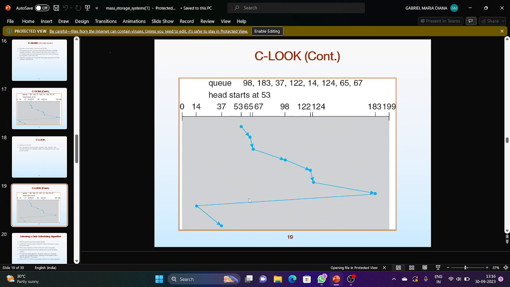It doesn't go to the starting state, but from 183 it directly serves the 14th process, whichever is the minimum one. So from 183 it serves the minimum request, which is the process with the minimum request. Then it serves 37. After subtracting all the values, we'll get the read write head movement.